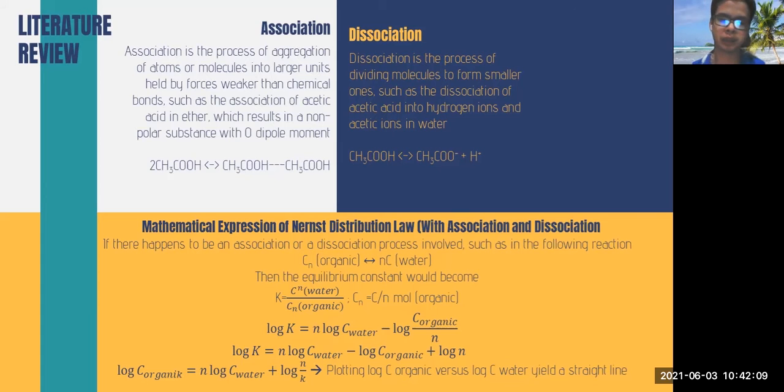If there happens to be an association or a dissociation process involved, such as in the following reaction, then the equilibrium constant would become as follows. After some algebraic manipulation, we will get a linear regression equation: log C organic is equal to n log C water plus log n over K. Plotting log C organic versus log C water will yield a straight line with the slope of n and the intercept of log n over K. Here n denotes the degree of dissociation while K denotes the equilibrium constant.